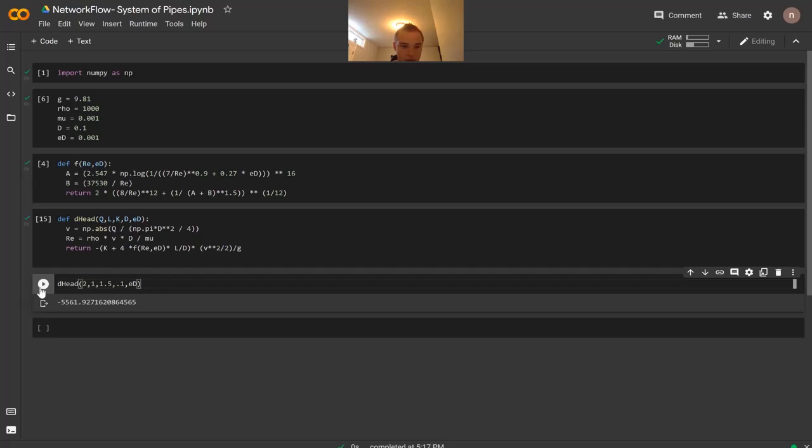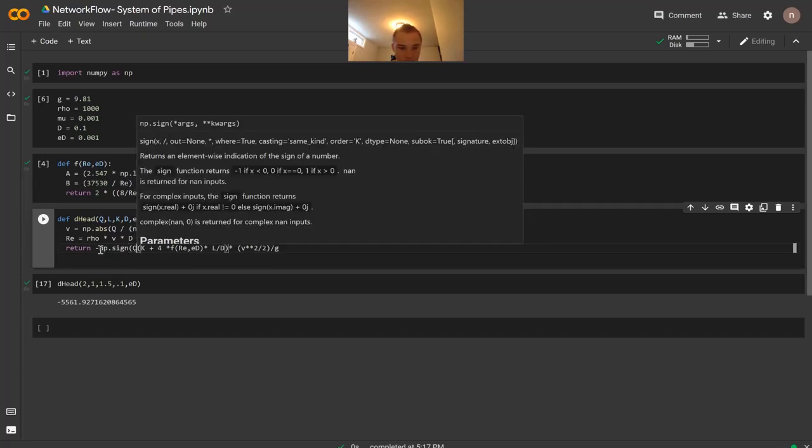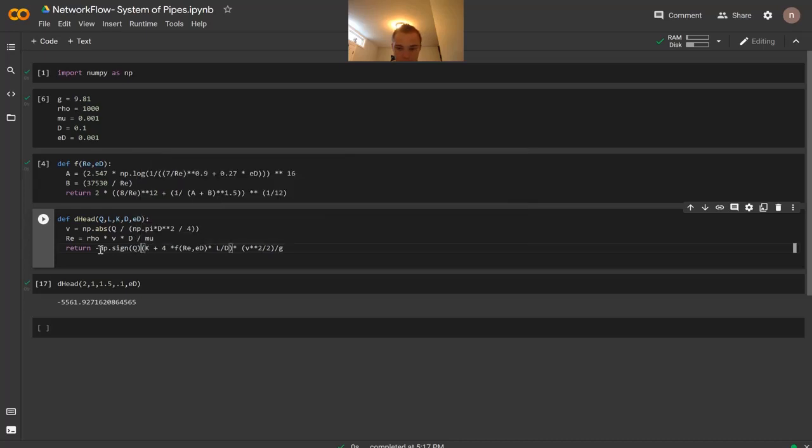So you can see that we're not getting that weird number, but the sign isn't changing because our velocity is always positive. So we need to correct the sign down here when we actually return our delta head value from the other side of the equation. So we're going to use np.sign. This will readjust our sign for flow, so we'll multiply by it. That should give us opposite delta head with opposite flow.